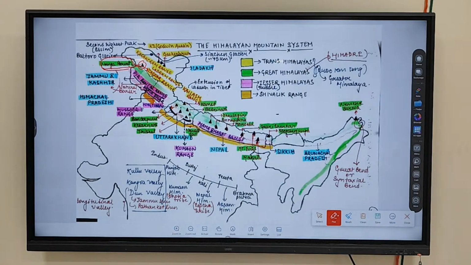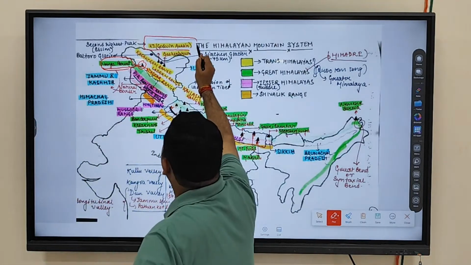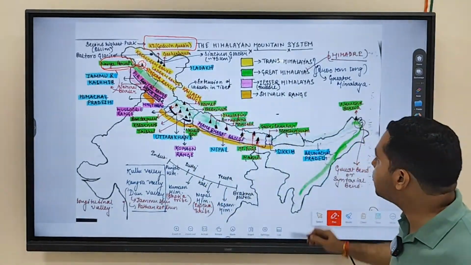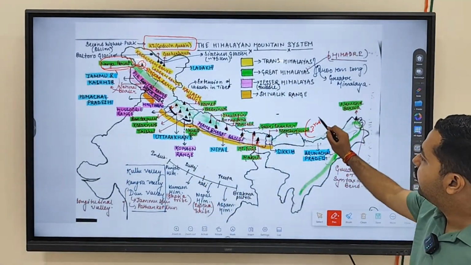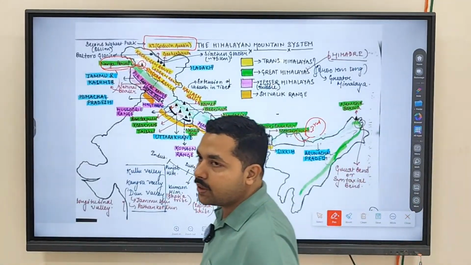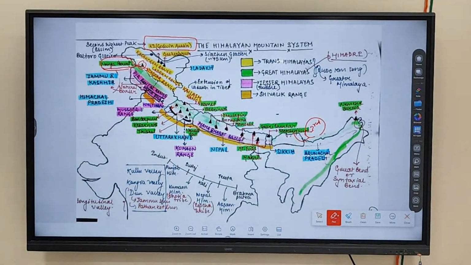Clear? Now we discussed the first highest peak is which one? Everest. The second highest peak is which one? It is called K2, Goodwin Austen. This is the second highest peak. Kanchenjunga is the third highest peak in the world. So second highest peak is which one? K2, that is Goodwin Austen. Where does K2 lie? It lies in Karakoram range. Okay, K2 lies in which range? It lies in Karakoram range. Clear?